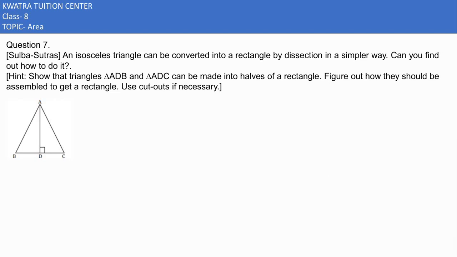Now the next one is: an isosceles triangle can be converted into a rectangle by dissection in a simpler way. Can you find out how to do it? So here in this case we would be looking at visually how we are going to do it. So you can start again with an isosceles triangle.